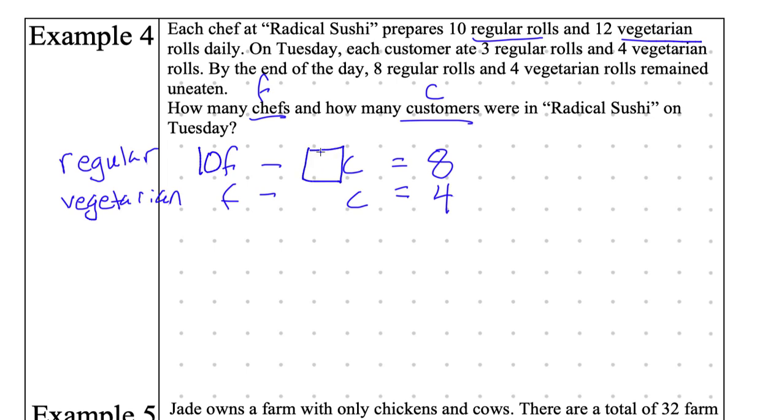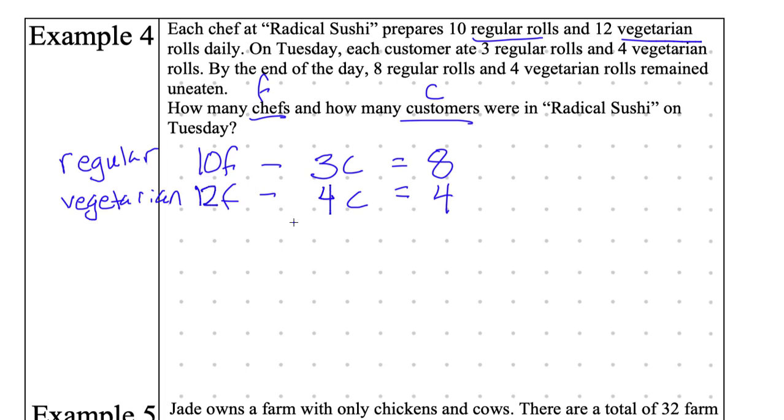Right here. How many am I going to be subtracting for each customer for regular rolls? Customers eat how many regular rolls, Jade? Oh, 3? Yeah, each customer is eating 3 regular rolls. Perfect. Someone do the entire second equation now. How many vegetarian rolls are the chefs making, and how many are going to be eaten? Esha. 12F minus 4C. There it is.